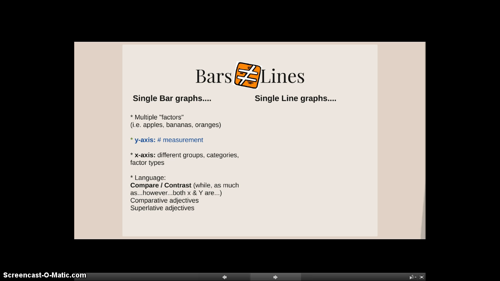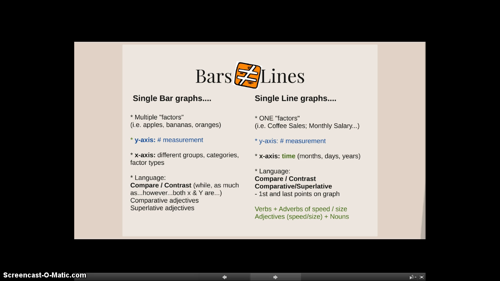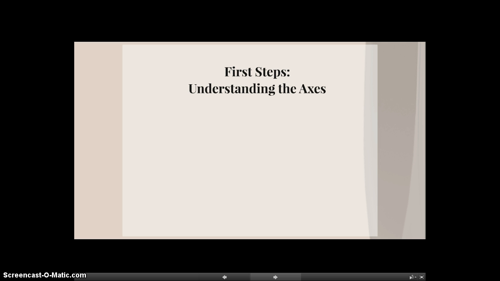Now when we look at the line graph, we're looking only at one factor, at least for a single line graph, and the y-axis is the same. The x-axis is different because we're looking at a period of time. Finally, in terms of language, the single line graph does introduce us to verbs of action and adverbs of speed or size. Let's take a look at that a little later on. Let's jump ahead to understanding the axes.